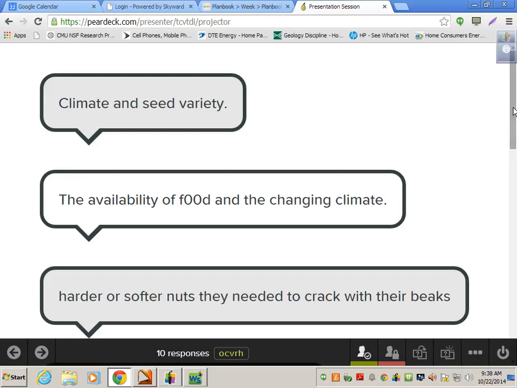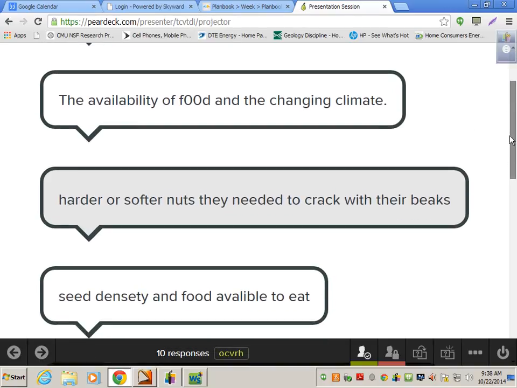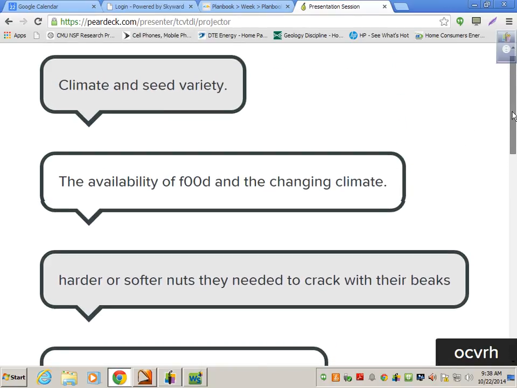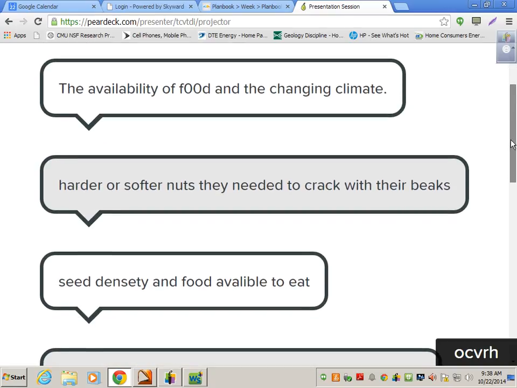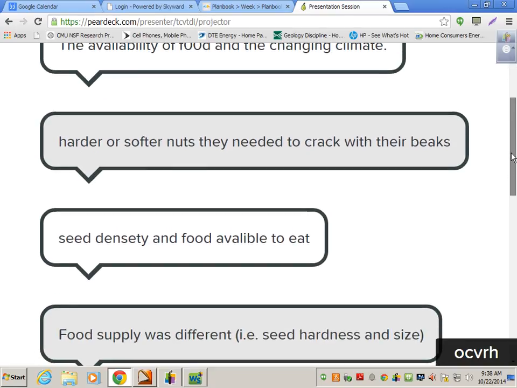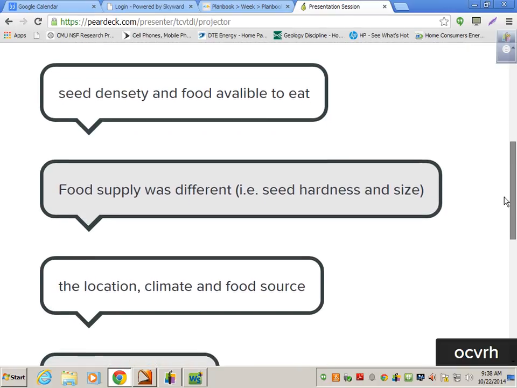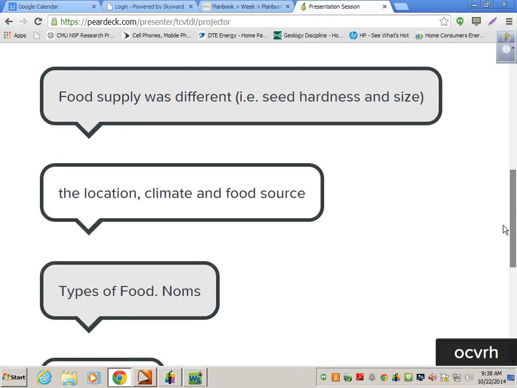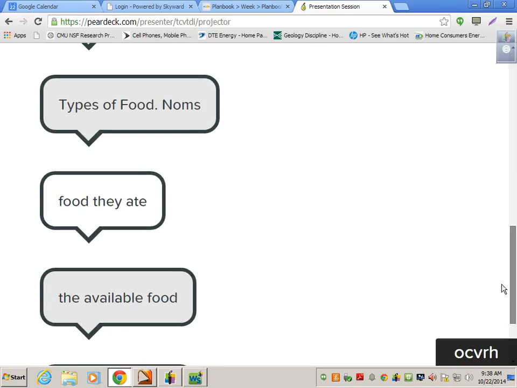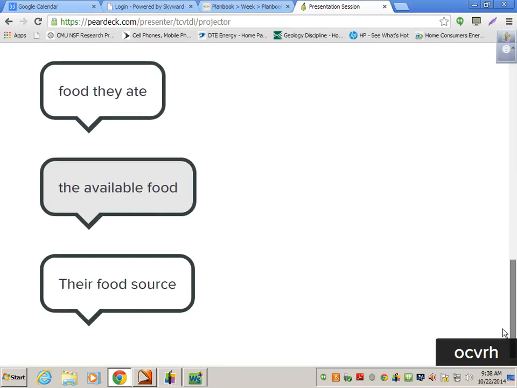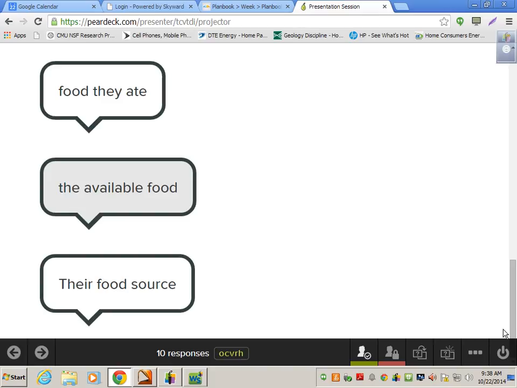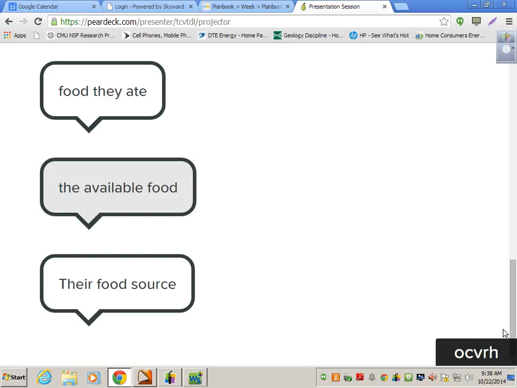Okay. Climate and seed variation. I like climate and seed variety. That's a good one. The availability of food in the changing climate. Harder or softer nuts. Yep. Based on the climate. Seed density and food available. The type of food, the type of seed, basically. If they had nuts, seeds, or insects to eat, right? And then whether or not it was a dry or a wet year. All of those led to that beak size and hardness. Okay.